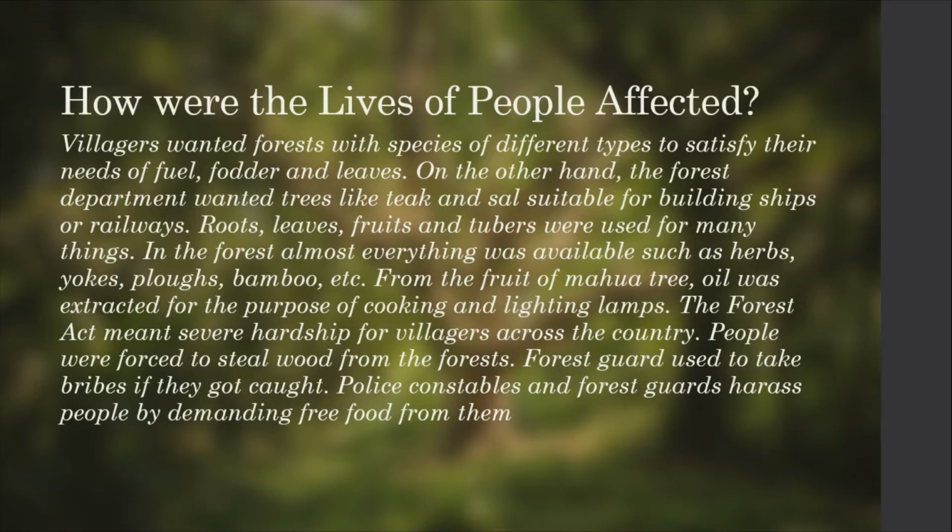Roots, leaves, fruits and tubers were used for many things. In the forest, almost everything was available, such as herbs, yokes, ploughs, bamboo, etc. From the fruit of the mahua tree, oil was extracted for cooking and lighting lamps.